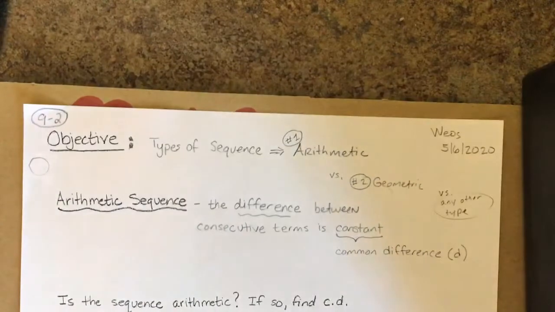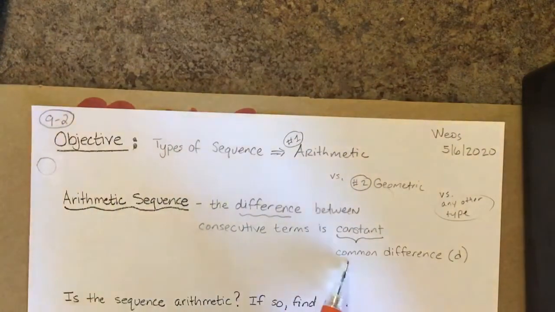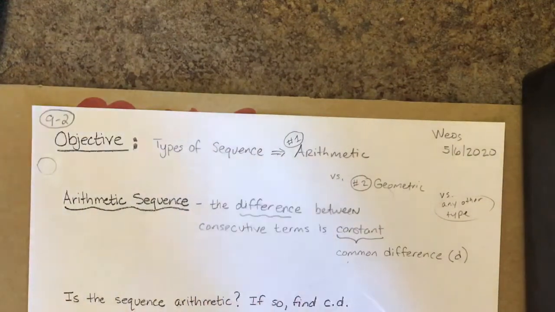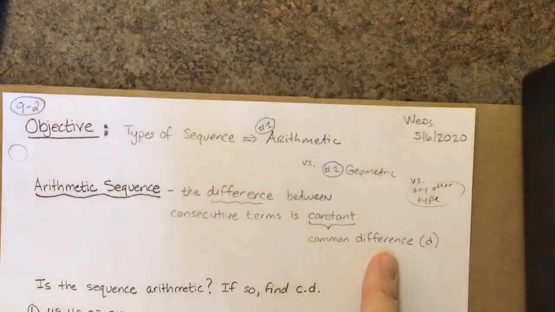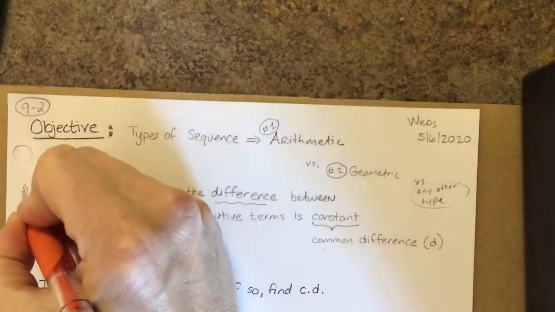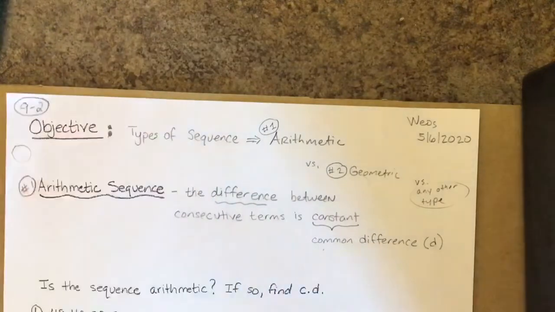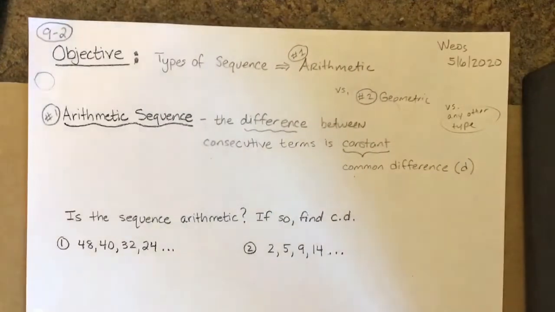An arithmetic sequence is a pretty basic sequence, okay? It has what's called a common difference. The difference between consecutive terms is a constant, all right? And whatever that difference is called a common difference, all right? An arithmetic sequence is the first type of sequence, the most basic kind of sequence, all right? So let's look at this.